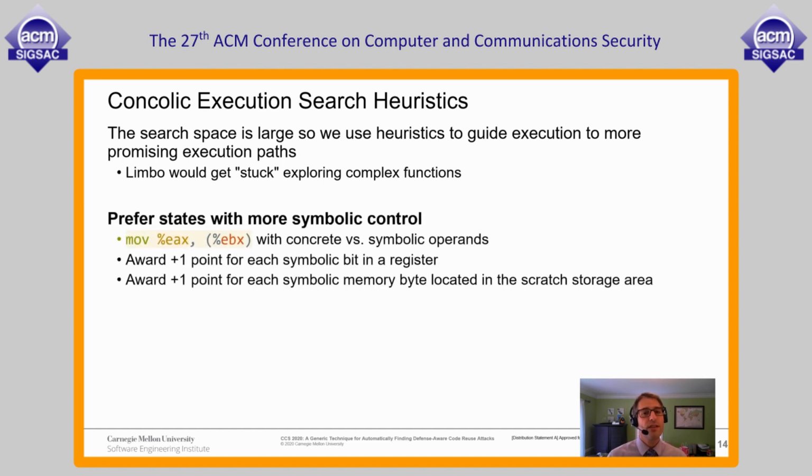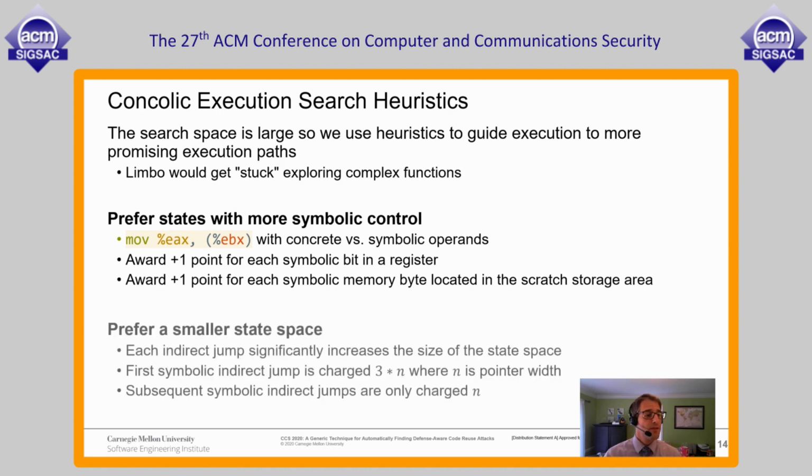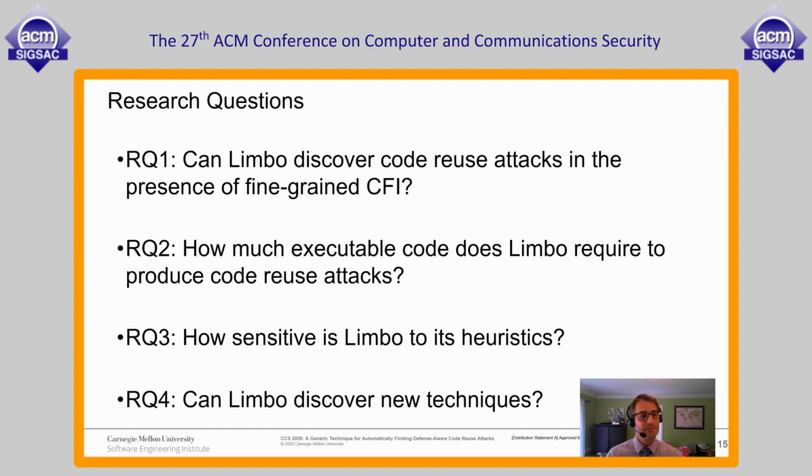And the heuristic that we found to be really important for Limbo is to prefer states that have more control, where the attacker has more control over the registers and memory values, is a great predictor for how likely that state is to lead to a code reuse attack. The other heuristic that we found to be helpful is that if we have two states that have approximately the same level of control, to prefer the one that is shallower in the search space, because this means that fewer decisions or constraints have been added to that state, and so we have more flexibility.